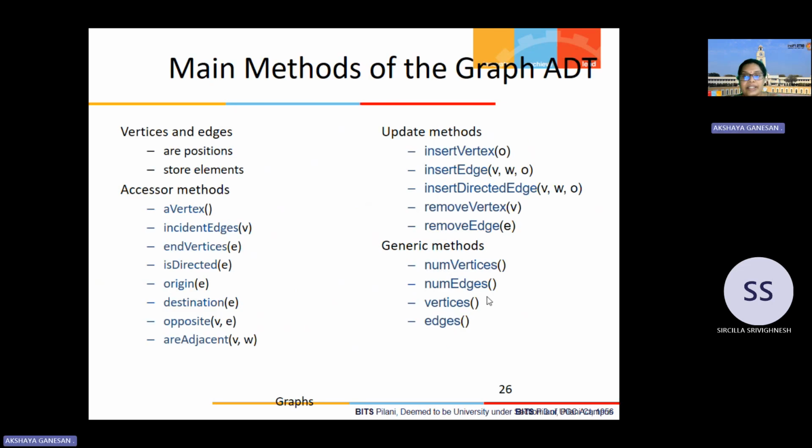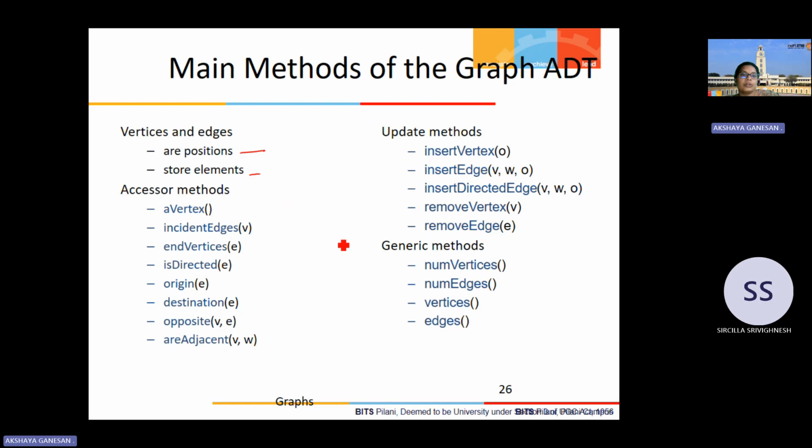Okay. So now this is the graph ADT. The vertices and edges are there. These are the positions. They store the elements. So what are the methods which are available and what are the ADTs which are possible?